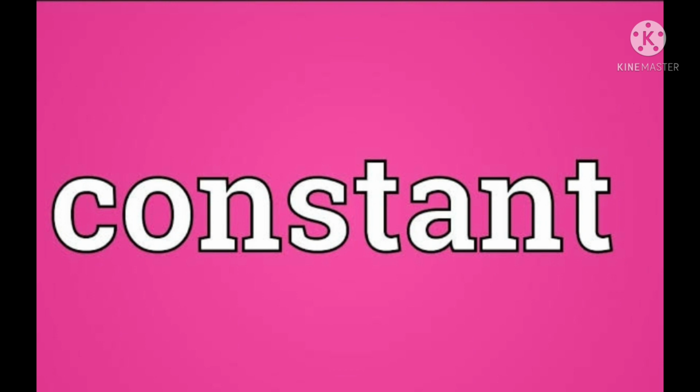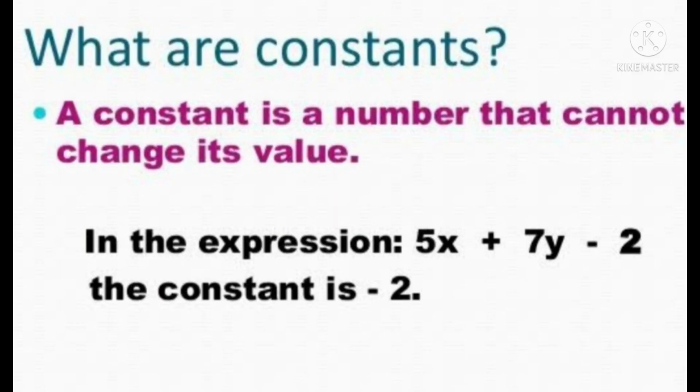First one, constant. What are constants? Constants are values which are fixed, the value which cannot change. A constant is a number that cannot change its value. In the expression 5x plus 7 minus 2, the constant is minus 2. So the value which cannot be changed is known as a constant.